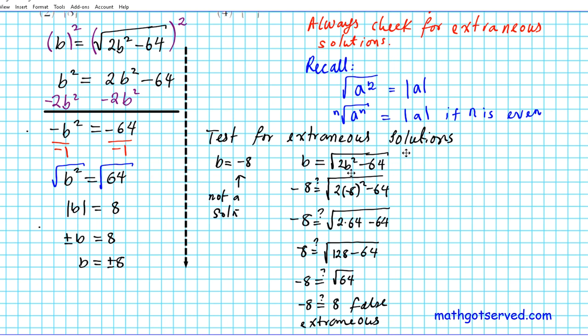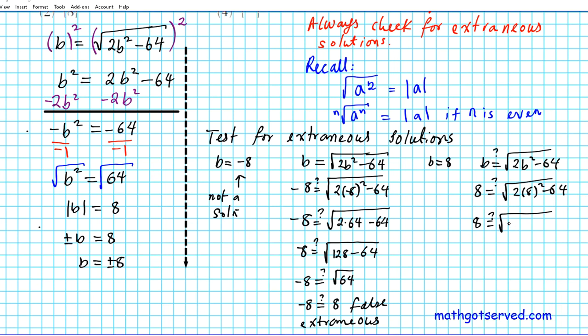How about the other one? B equals 8. Do we have to check it? Absolutely. We have to check both of them, because both of them could be extraneous. So we're going to substitute that into the equation and simplify it. Is 8 equal to the square root of 2 times 8 squared minus 64?